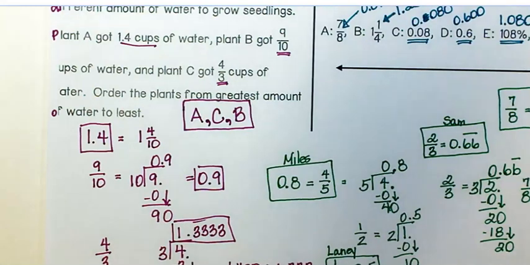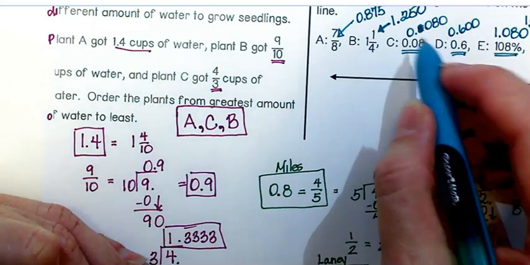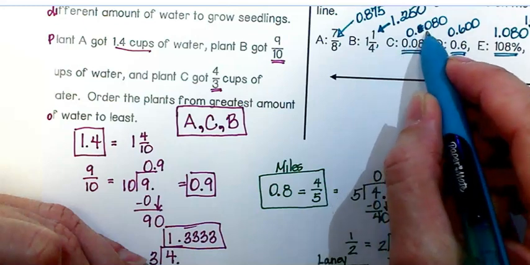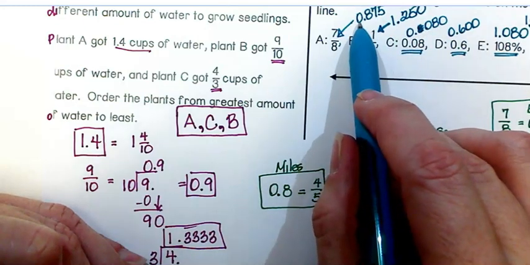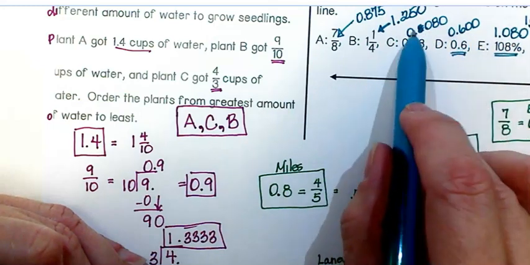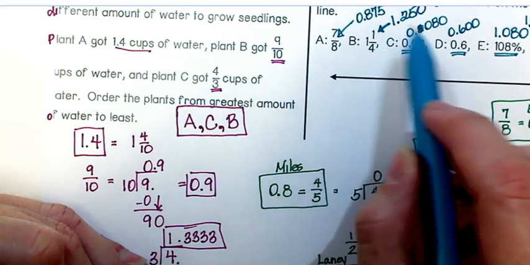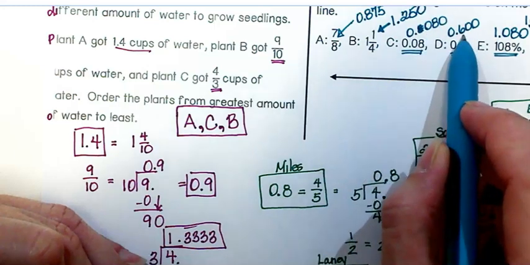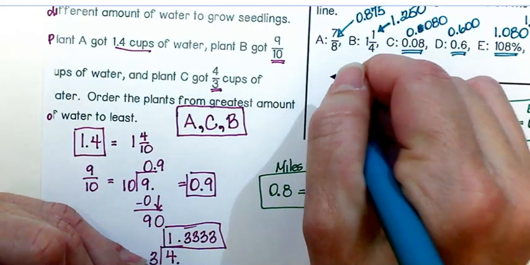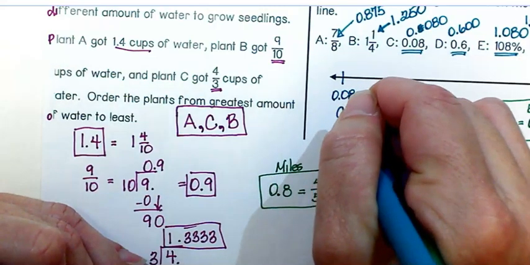Let's see. Smallest is going to be something that has a 0 out here in the ones, and then the smallest number in the tenths. 0 out here in the ones. That's going to be this one, this one, this one, and this one. But then let's look at the tenths place. This one has an 8. This one has a 0. This one has a 6. This one has a 9. So this one's going to be the very, very smallest, 0.080, or C.